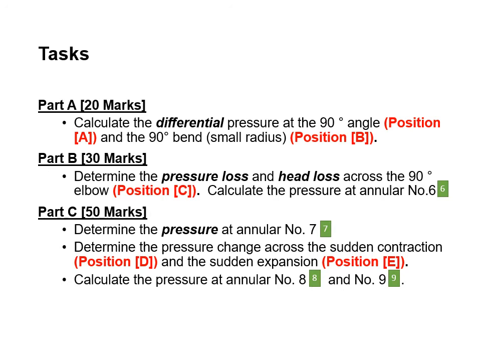The second part, I want you to determine the pressure loss and head loss across the 90-degree elbow at position C. And once you've done that, I want you to calculate the pressure at annular number 6.